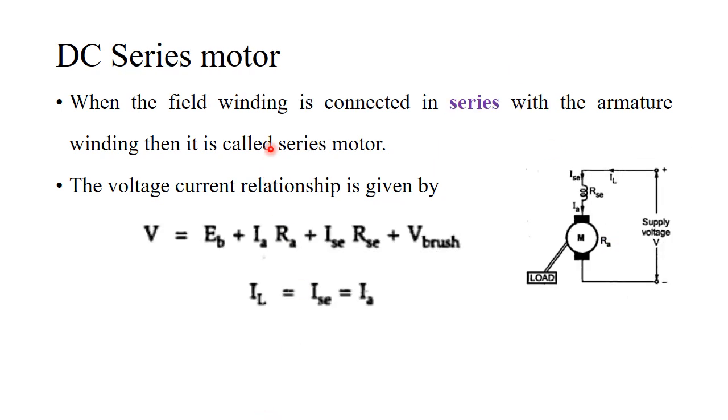DC series motor. Here you can see the field winding is connected in series to the armature, hence it is called a series motor. And the voltage equation for this DC motor is the back EMF in the motor plus voltage drop across the armature conductors plus voltage drop across this series field winding plus the voltage drop across the brush. So altogether we will have the terminal voltage.